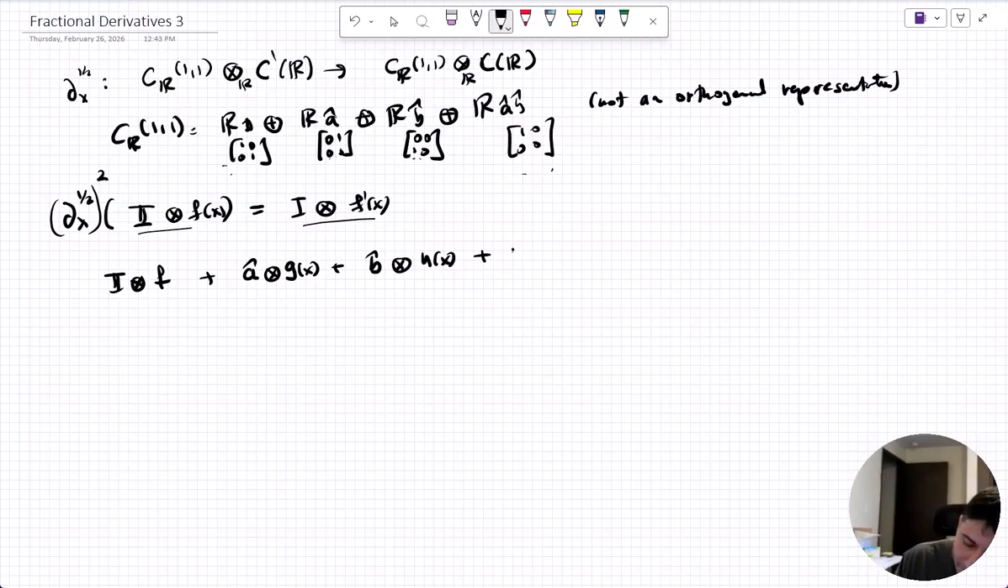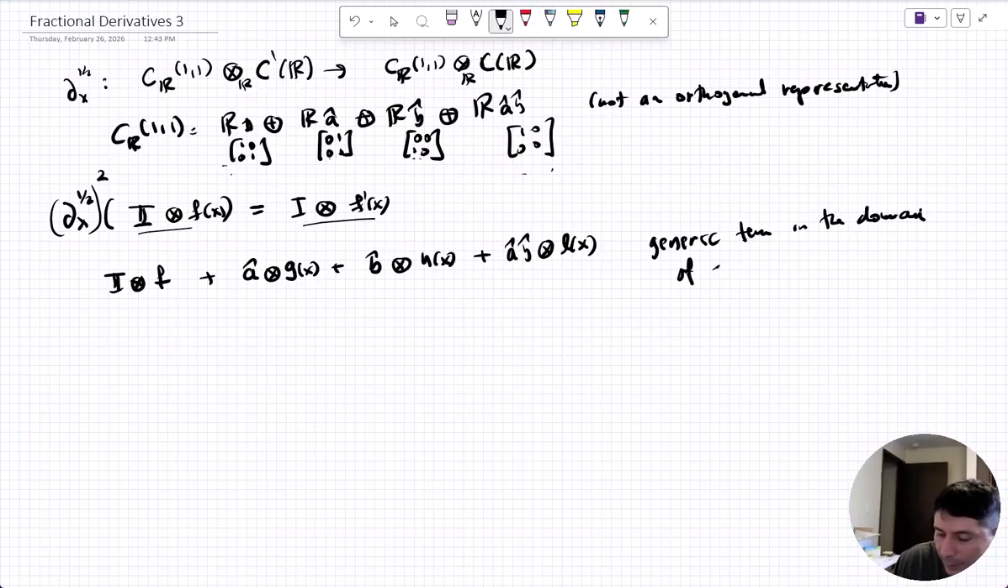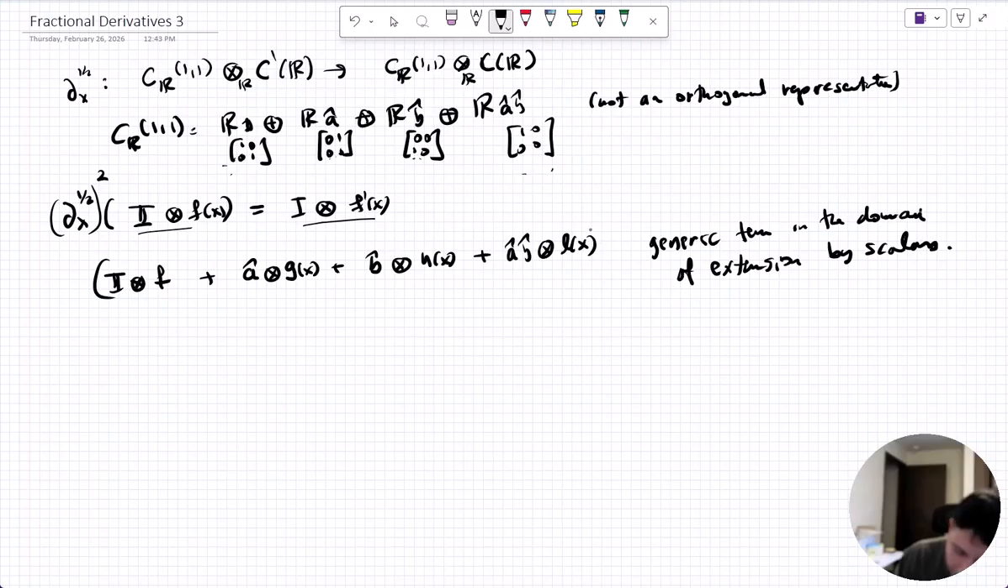So tensor f, g, h, let's call it L of x basically, right? So this is a generic term in the domain of extension by scalars, right? So let's see what happens when we apply the derivative operator to it, right? Okay.